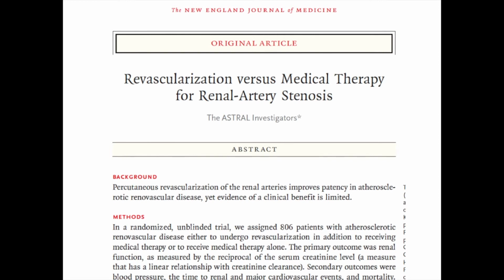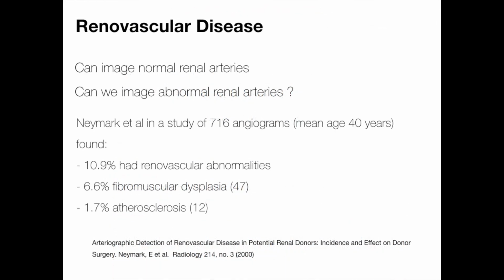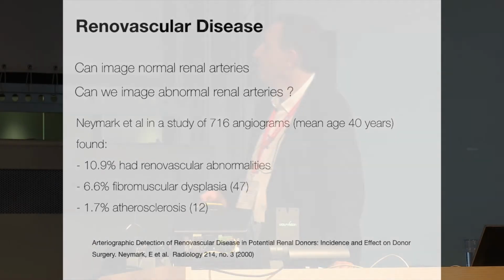It also did not include patients with fibromuscular dysplasia, because they were specifically excluded, and hypertension was actually a secondary outcome. The primary outcome was renal failure. So we still image quite a few patients, particularly young patients, for hypertension, looking for fibromuscular dysplasia.